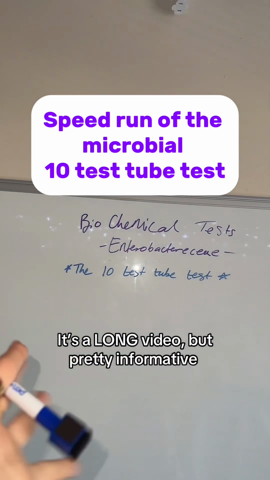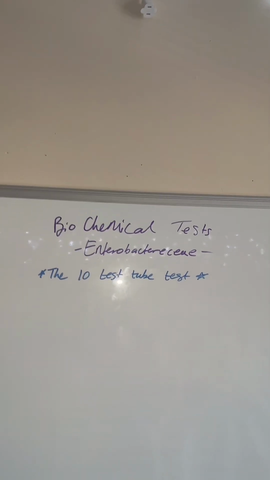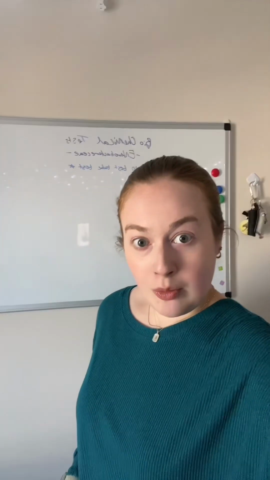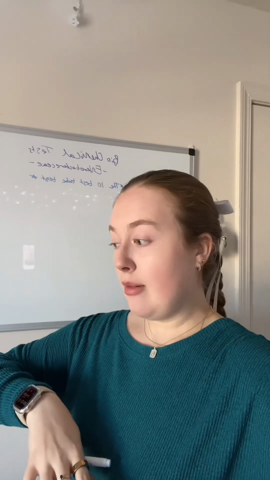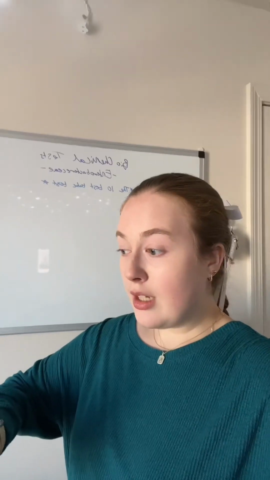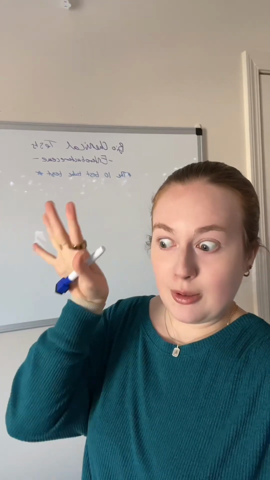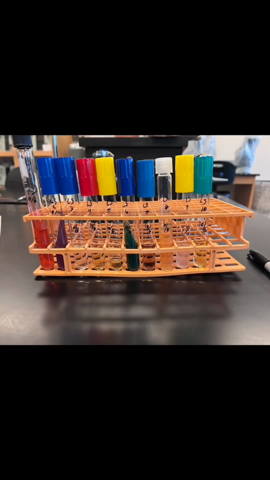Welcome to class, y'all. Today we're going over the biochemical tests of the Enterobacteriaceae, aka the 10 test tube test. This is going to be a two-part series. Episode 1 is going to go over all the tests, positives and negatives, and just what to look for, the colors, and all that good stuff. Part 2 is going to be the identification and the big old chart that I had in the attached video. And this is the 10 test tube test that I'm talking about.